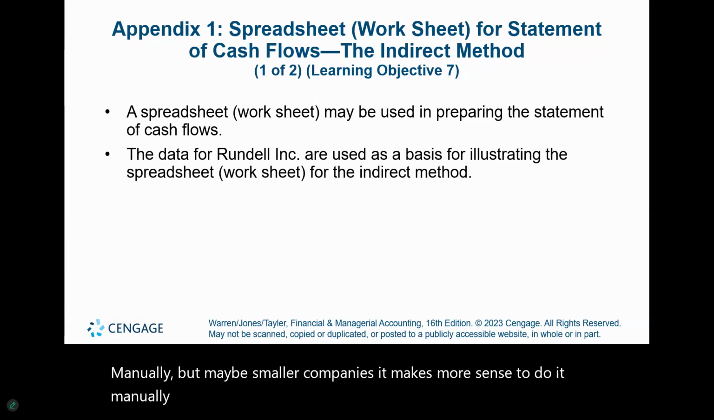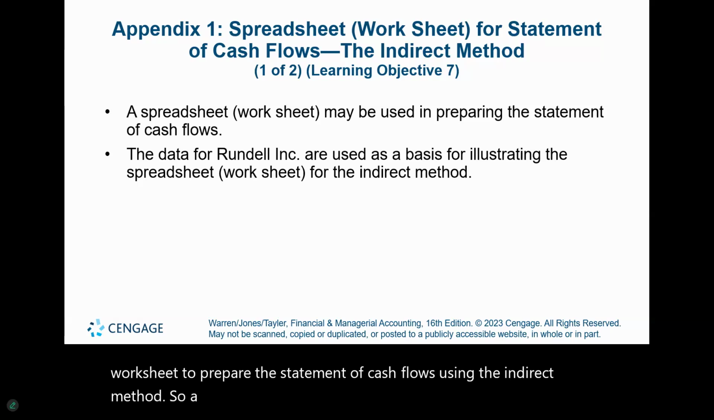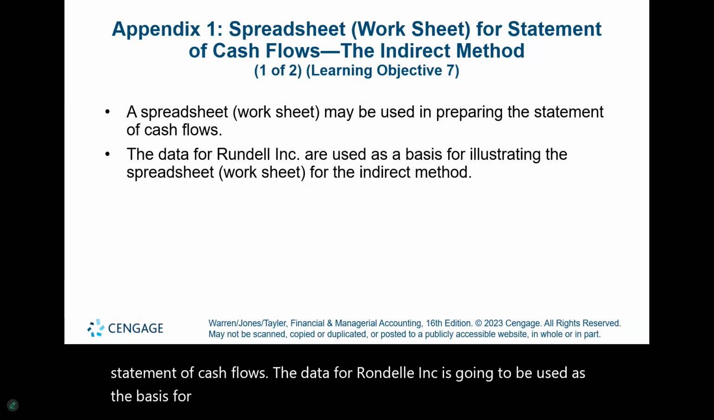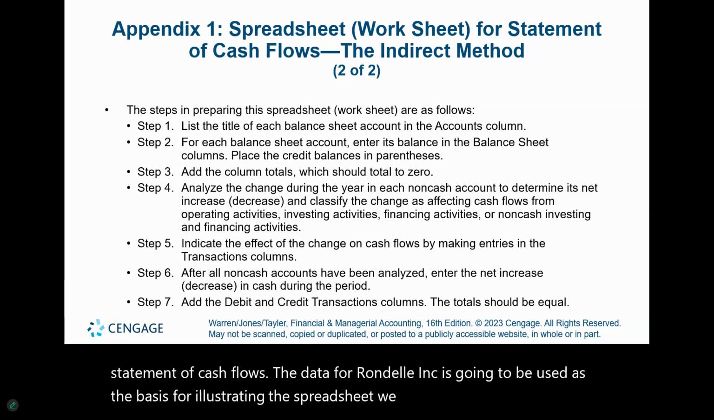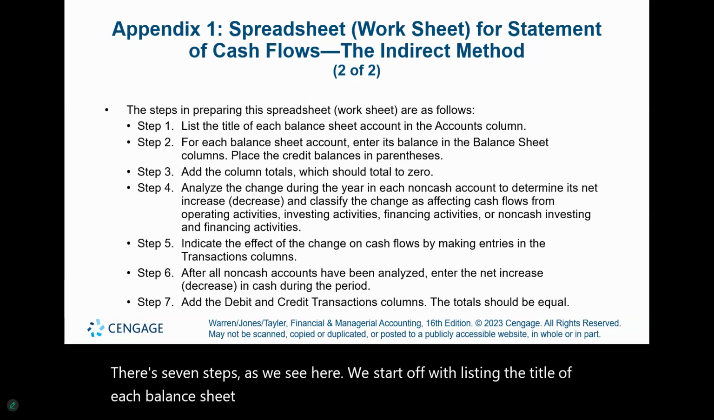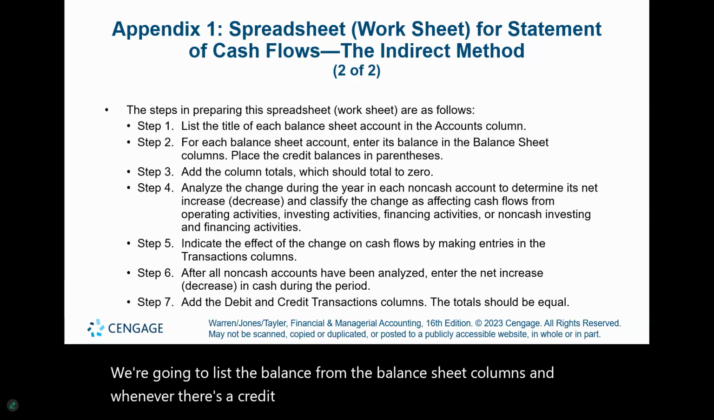So there is a way in which you can use a spreadsheet, a worksheet, to prepare the statement of cash flows using the indirect method. So a spreadsheet worksheet can be used in preparing the statement of cash flows. The data for Rundell Inc. is going to be used as the basis for illustrating the spreadsheet we see here. When using a spreadsheet, there are 7 steps as we see here. We start off with listing the title of each balance sheet account. We're going to list the balance from the balance sheet columns, and whenever there's a credit, we are going to put it in parentheses.